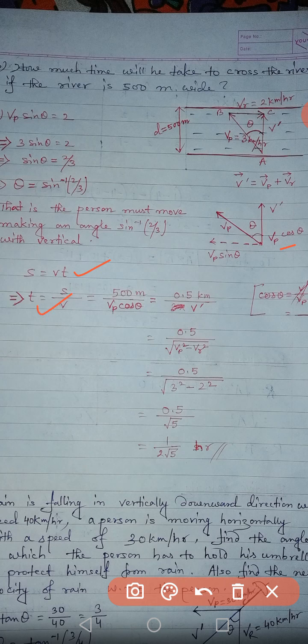How much is the distance here? 500. And which component of velocity? Vp cos theta, or Vp cos theta is nothing but V dash, so whatever you write, Vp cos theta or V dash. Anyways, 500 meter, as the velocities are expressed in kilometer per hour, the distance has to be converted into kilometer, so I have converted it to 0.5 kilometer.